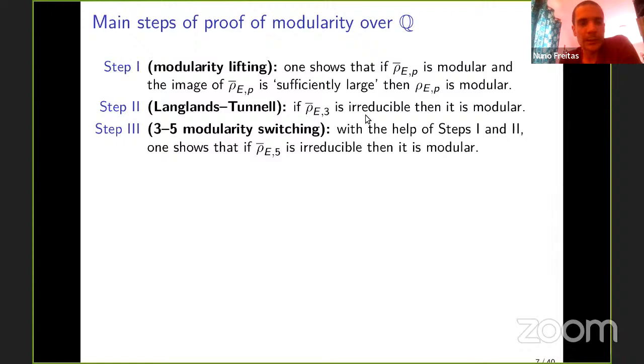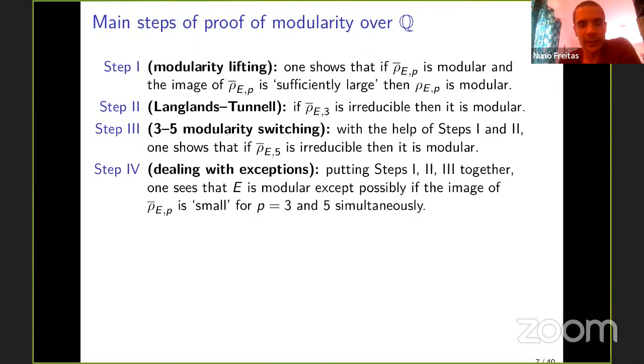Finally, the third step is called the 3-5 modularity switching argument. And this is when we put together the first two steps to prove that the mod 5 representation is going to be modular when it is irreducible or when the image is sufficiently large. So we kind of swap modularity from 3 to modularity at 5.